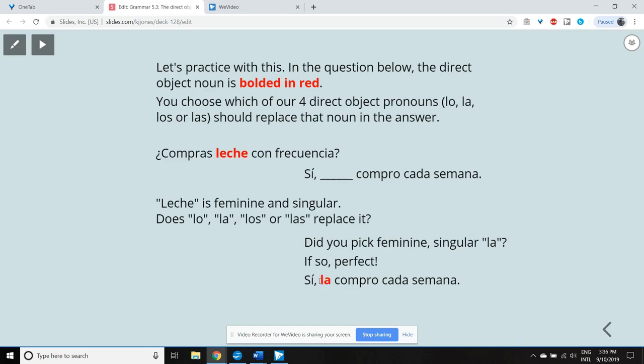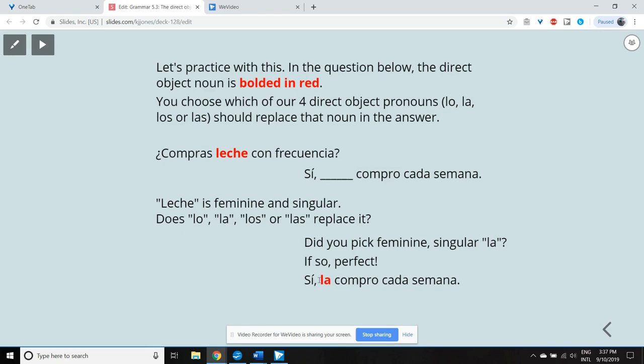And again, if you're getting upset, you're like, where's the yo? Spanish is a pro-drop language. The subject of compro is unambiguously yo. It truly does go without saying. We don't include the yo here. To include it makes our sentence unintentionally emphatic, as though I were saying, yes, I buy it every week. And that's not what I mean to say. I just want to say, yes, I buy it every week. No extra emphasis. We achieve this by not including the subject pronoun when it's not necessary.